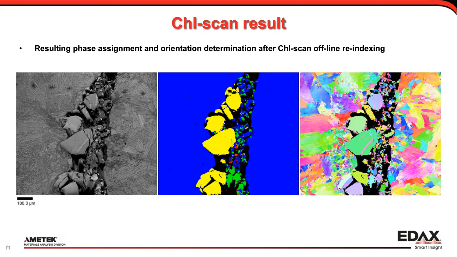The final phase assignment is now correct, and the dataset can be analyzed further, for example, by looking at the grain size distribution for each phase individually, or you can investigate the misorientation distribution along the phase boundaries.